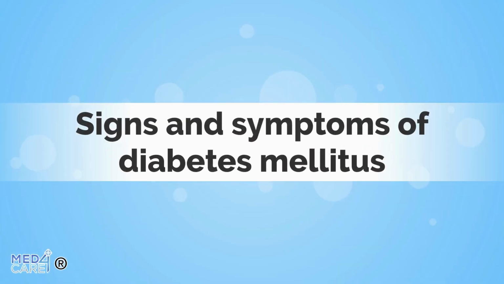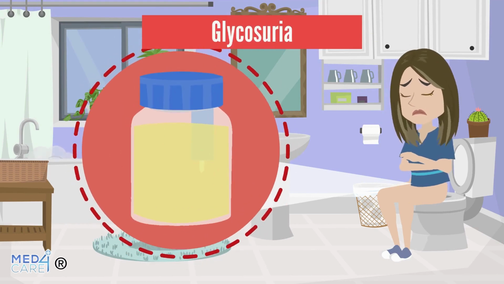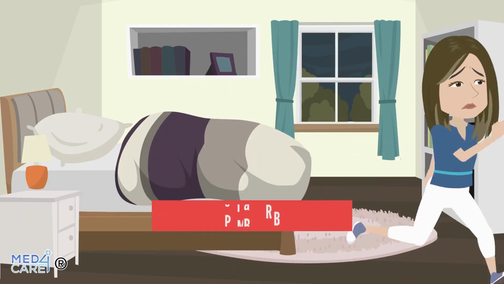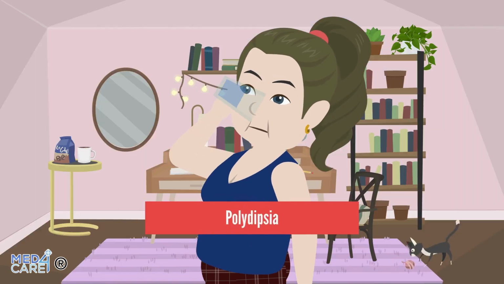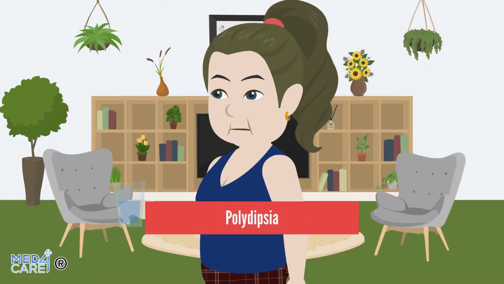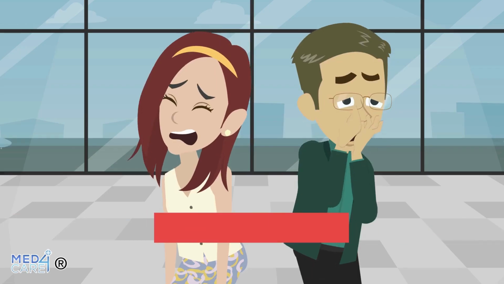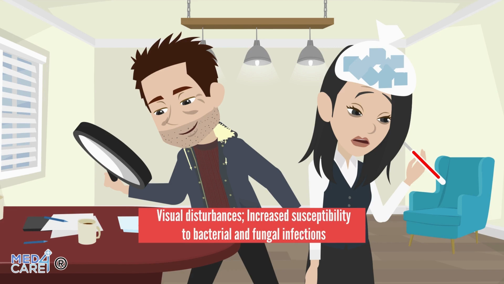The signs and symptoms of diabetes mellitus are related to chronic hyperglycemia and are glycosuria, an increase in urinary glucose excretion, polyuria, an increase in urine production, pollachiuria, an increase in the frequency of urination, polydipsia, an increased sense of thirst, resulting in increased fluid intake, polyphagia, an increased sense of hunger, dehydration, nausea and vomit, visual disturbances, increased susceptibility to bacterial and fungal infection.